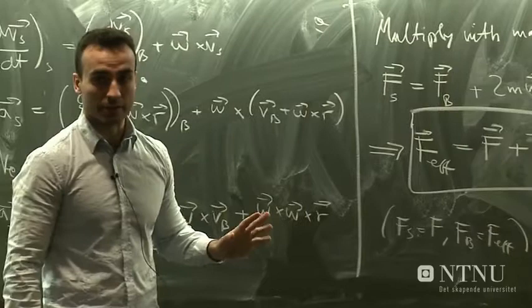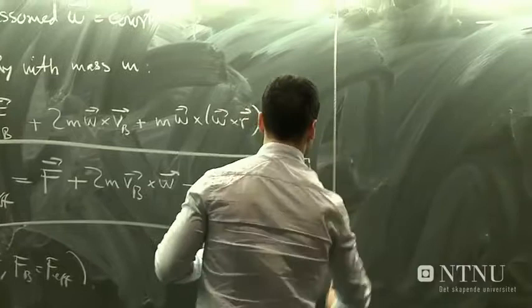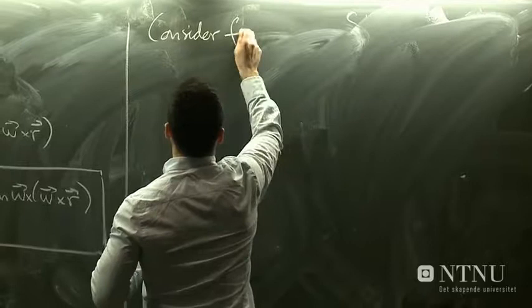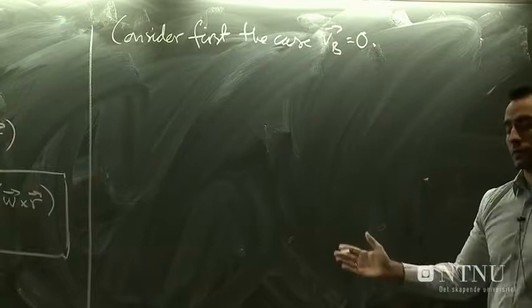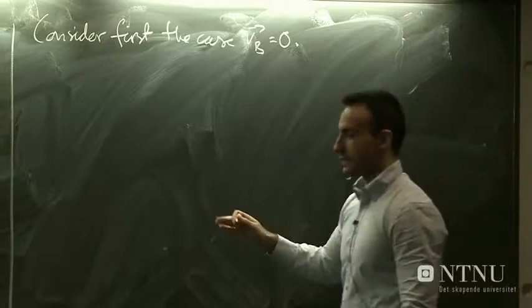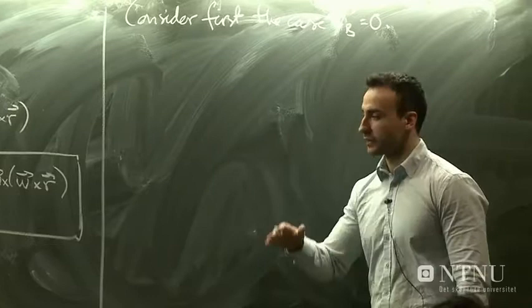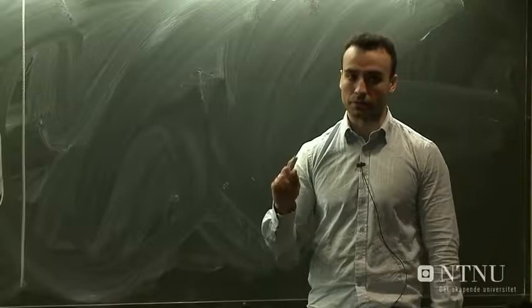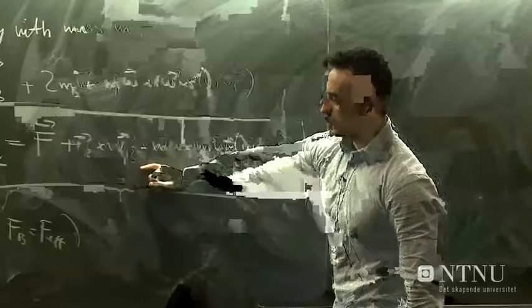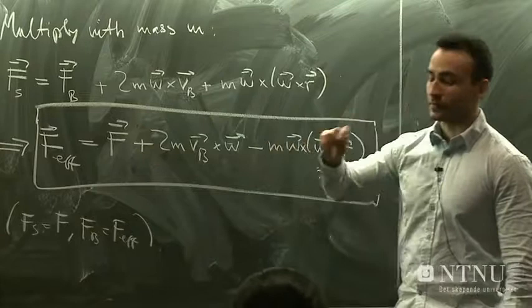So let's now try to analyze these terms and see what they actually represent. And oftentimes when you find yourself faced with equations that you would like to interpret physically, what they mean, what the different terms represent, it's useful to consider limiting cases and just take one term at a time. So we see that we can get rid of this term by first considering a situation where the particle is not moving in the rotating system. So it's just following the rotating system. In that case, VB is equal to zero. And so we see that the effective force is equal to the force exerted on the particle as seen from the stationary system plus this extra term.